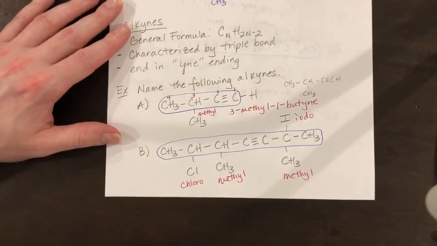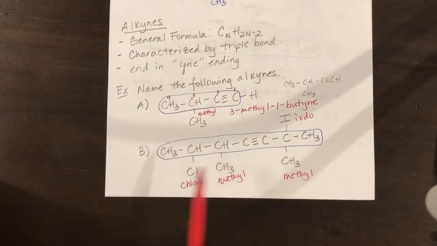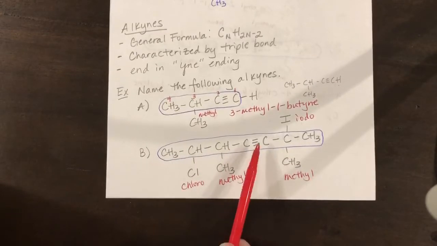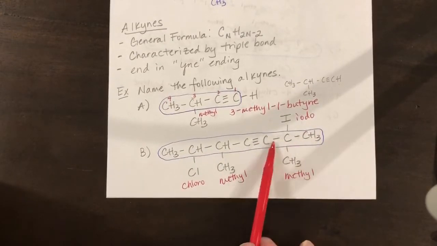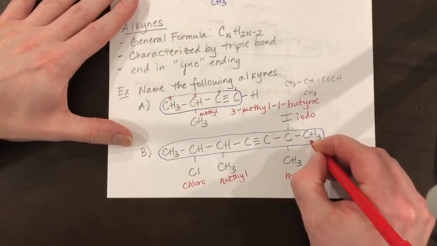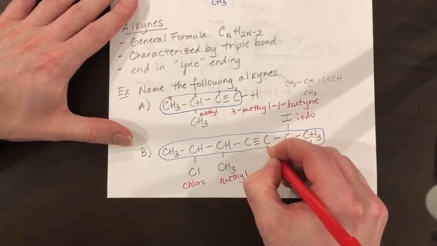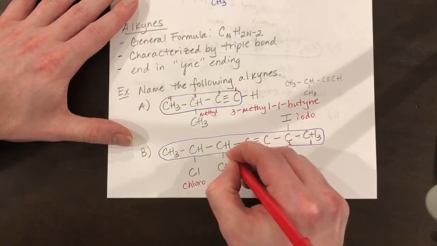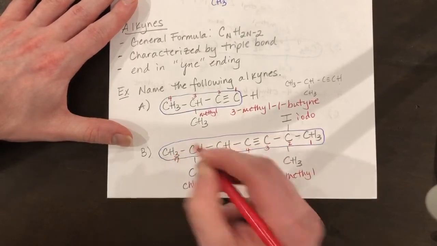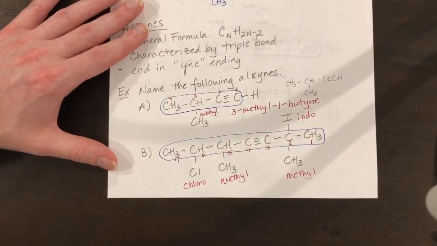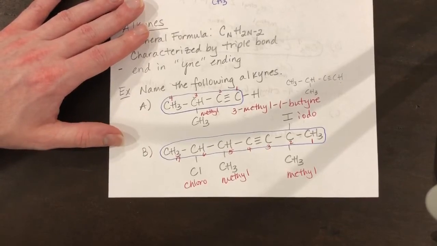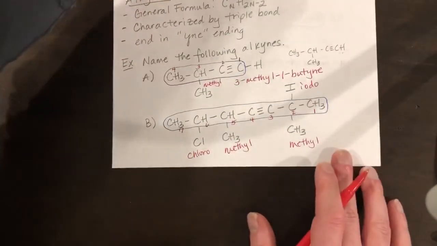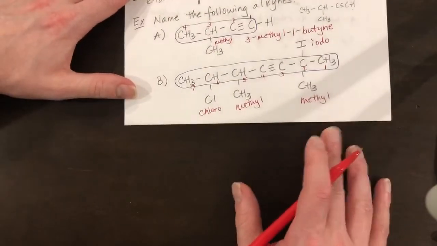Okay, so we're going to number to where the double or triple bond gets the lowest numbers possible. So if I go this way, 1, 2, 3, 4. If I go this way, 1, 2, 3. So I'm going to number this way. Okay, so when I go to name this, I'm probably going to run out of room, but I'm going to try my best to make it visible for you.